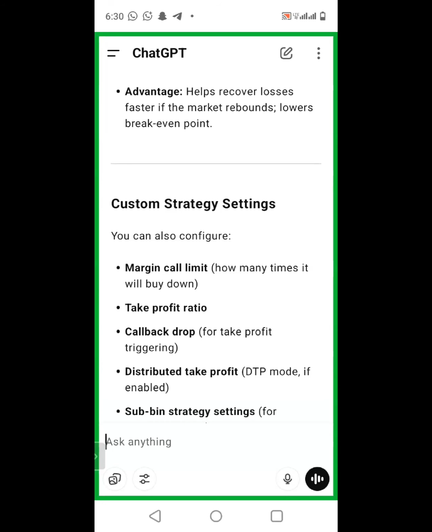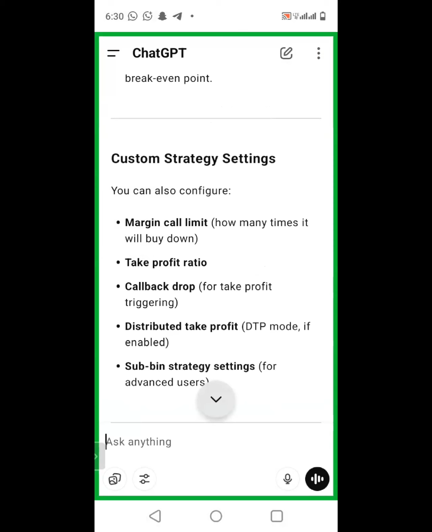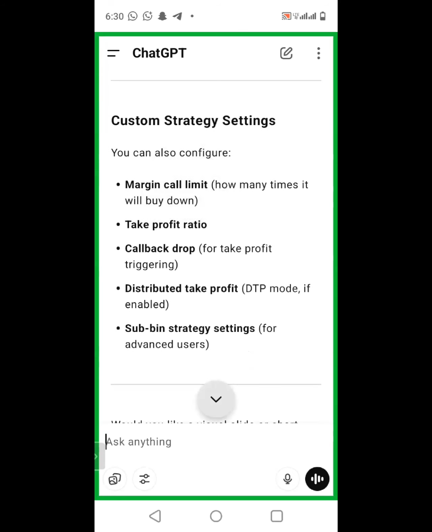Now we have what is called take profit ratio. That means the percentage you have set for the robot to take profit for you. Then we have callback drop. That means for take profit triggering. So this callback drop means that a particular percent you want the robot to buy for you in case the market drops.